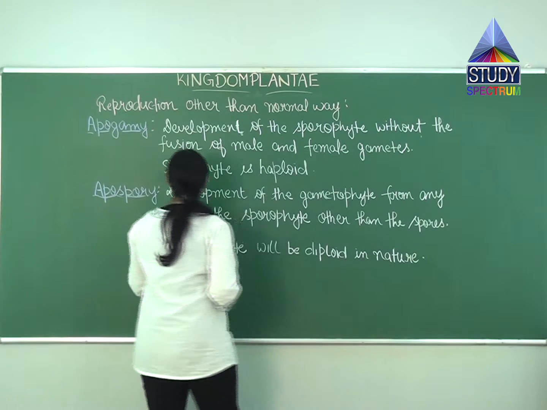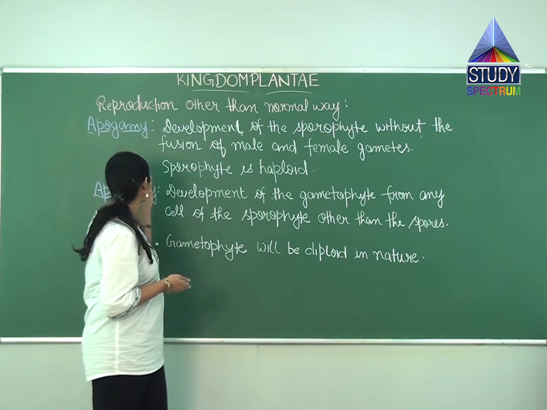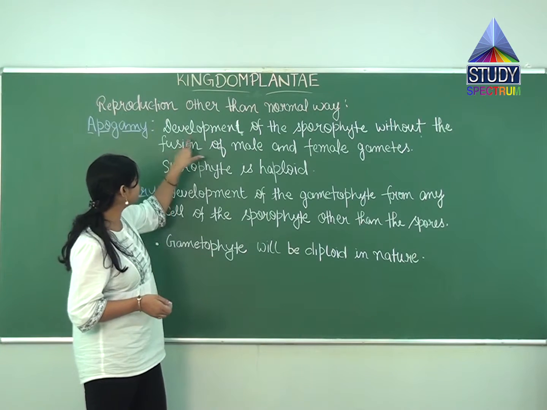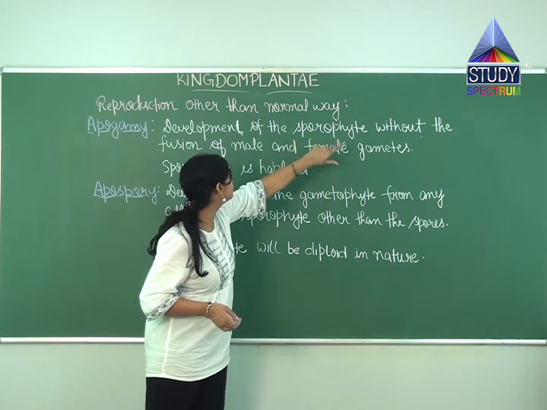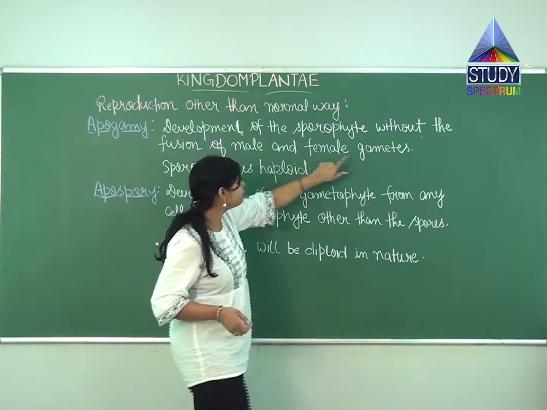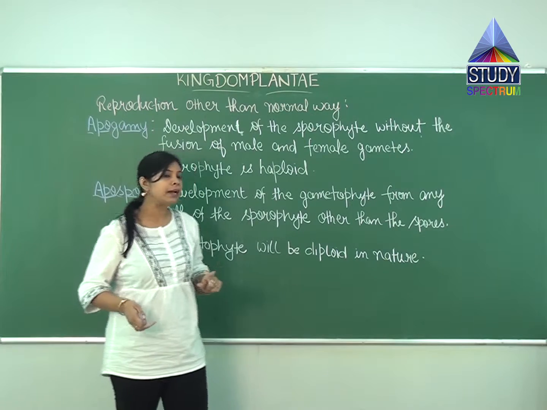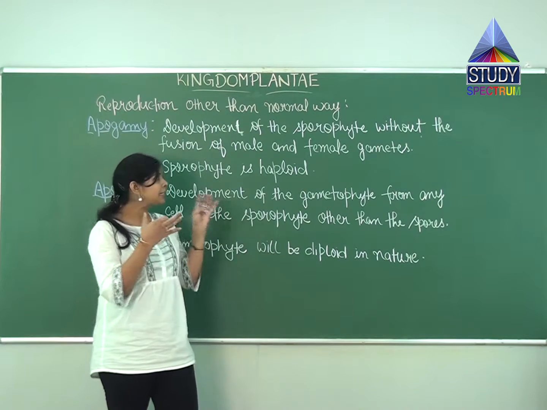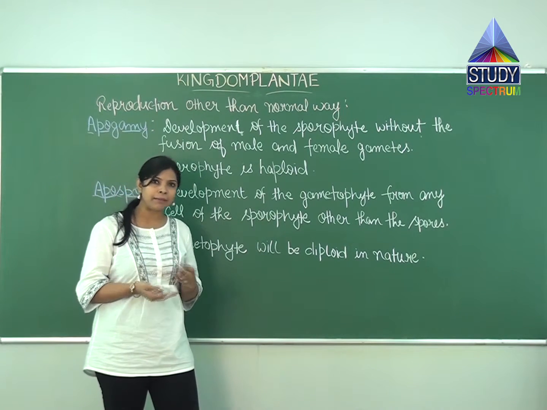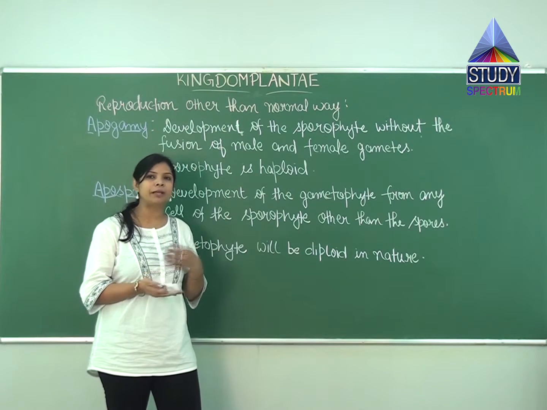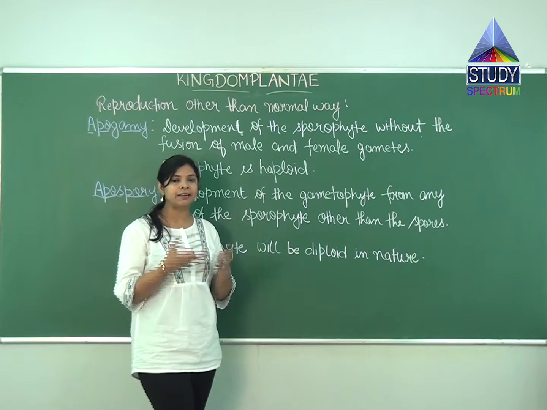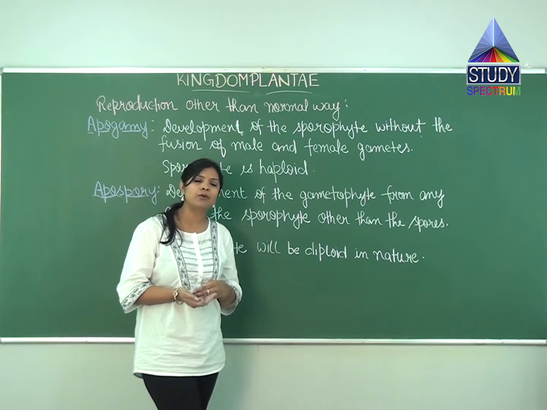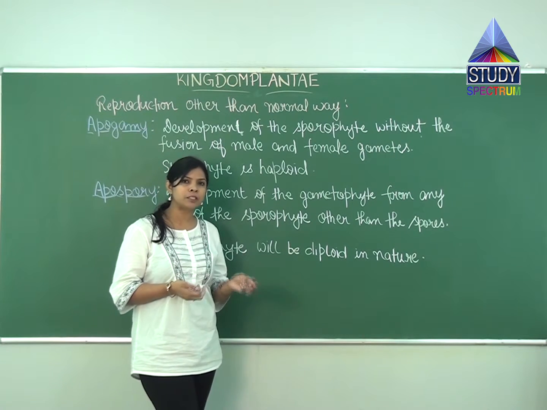So what are these methods? Actually these methods are apogamy and apospory. Here I am going to start with apogamy. Apogamy is the development of the sporophyte without the fusion of male and female gametes. If you recall the life cycle of pteridophytes, spores are released and then a young gametophyte forms, then it grows to a mature gametophyte, and after that it releases the gametes and they fuse and form the zygote, and then that zygote gradually develops into the mature sporophyte.